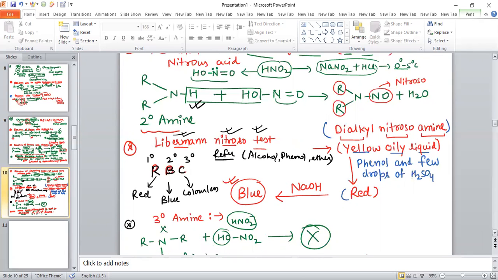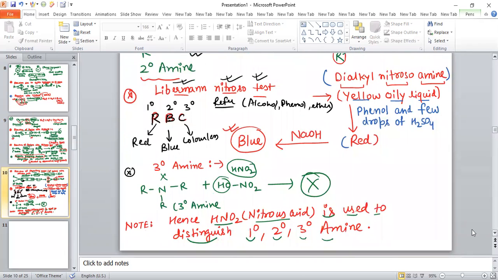And 3-degree amine will not give this. 3-degree amine will not react. Why does 3-degree amine not react? Because hydrogen on 3-degree amine is absent.